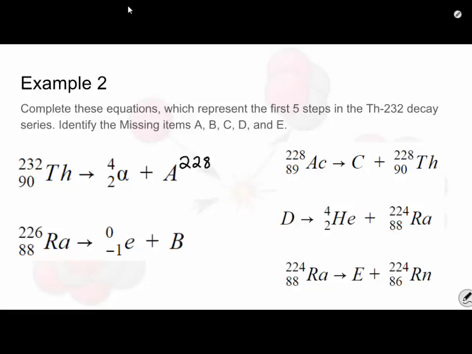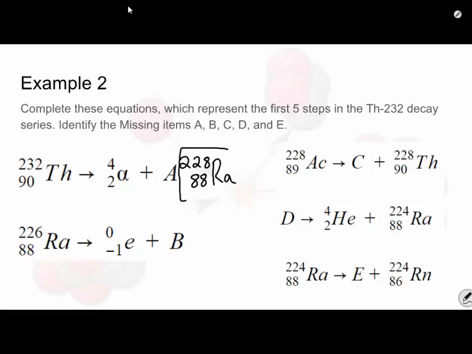Now we got to get our bottom numbers to equal. So we have 90 on the left, and we only have 2 right now on the right. So 2 plus what gives us 90? So we would say 88. And now we need to know what element that is. So on the periodic table, we look for element number 88, which happens to be radium. So Ra.